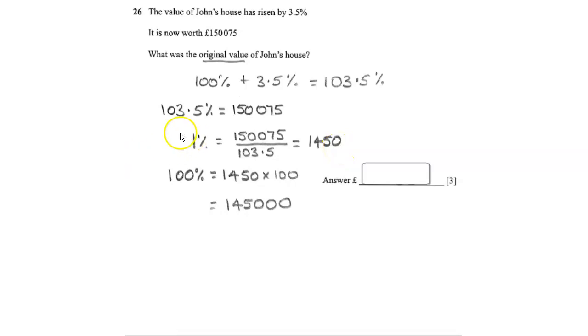The next we have to get it to 100%. Which is basically, we just times 1,450 by 100, which then becomes 145,000. So it started off at 145,000, it risen by 3.5% to get 150,075. So the answer, the original value would be £145,000.